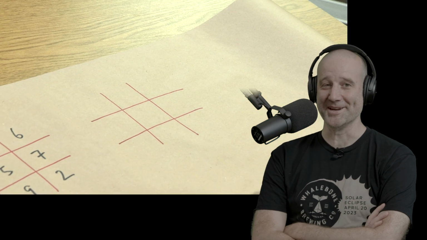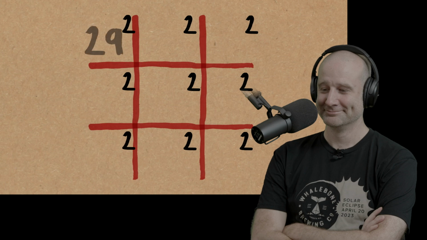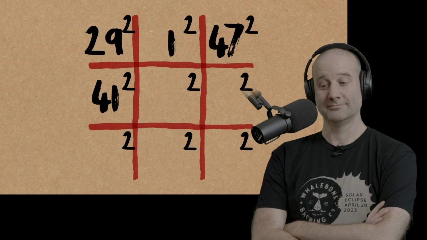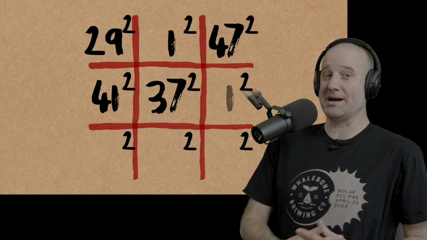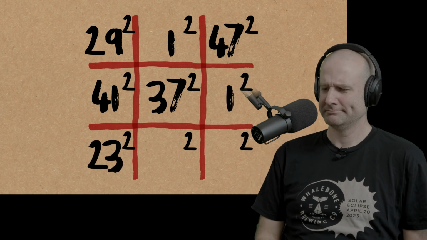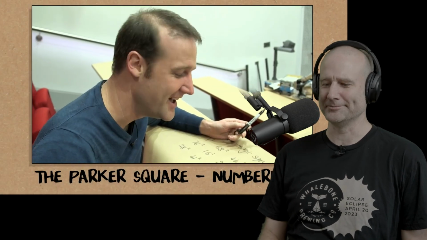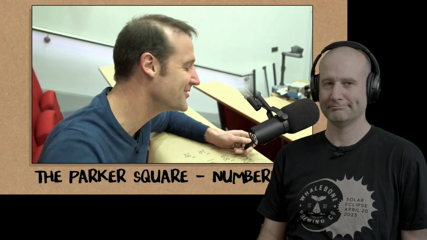People who've watched Numberphile videos for a while are going to recognize this. So this is 29 squared, 1 squared, 47 squared, 41 squared, 37 squared, 1 squared, 23 squared, 41 squared, and 29 squared. And this is a very famous magic square, and it was made famous by Numberphile. So this is the Parker square.